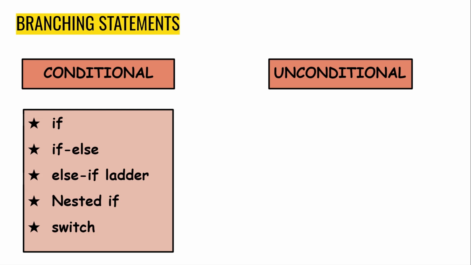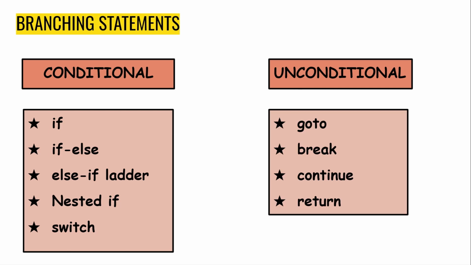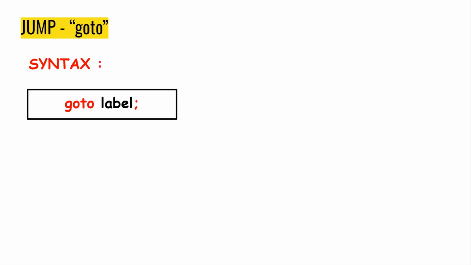In today's video, we will discuss in detail the unconditional branching statements or the jump statements. The jump statements in C include goto, break, continue and return. Let us discuss them in detail with examples. First, we will discuss the goto statement.